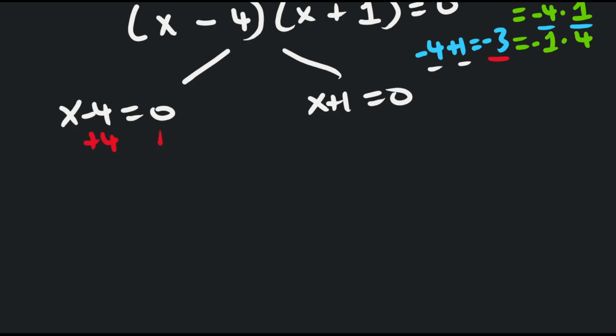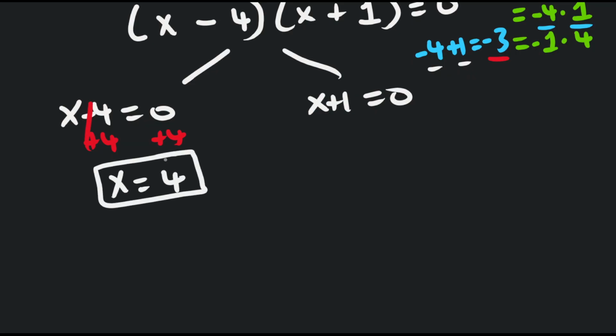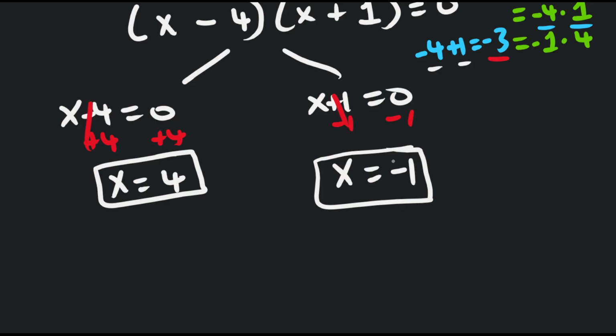So plus 4, and we have x equals 4. And then on this side we subtract 1 from both sides, -1, -1, and x equals -1. Okay, so we have x equals 4 and x equals -1.